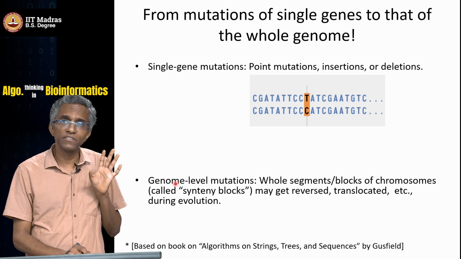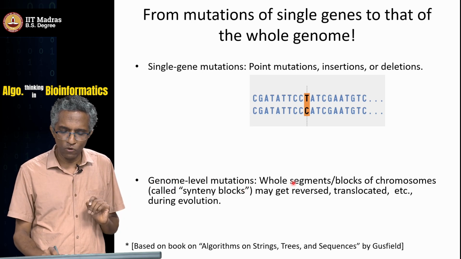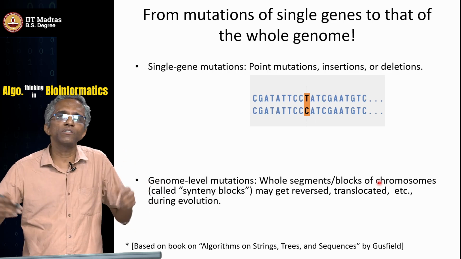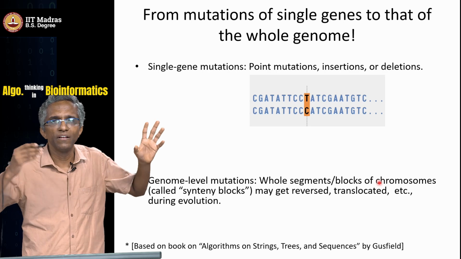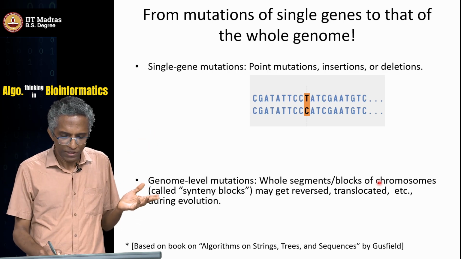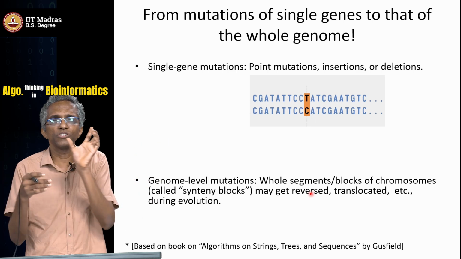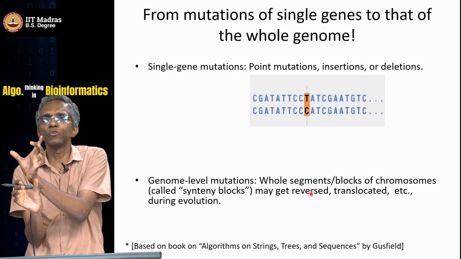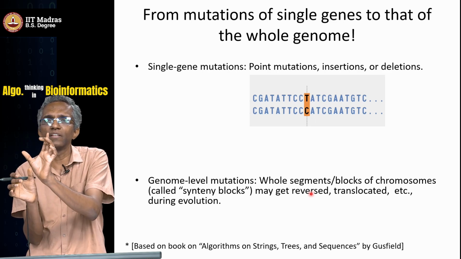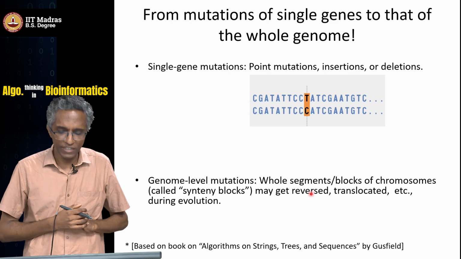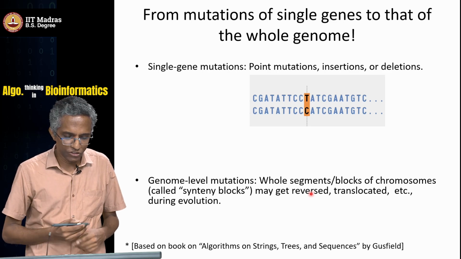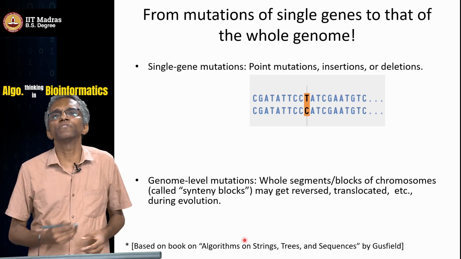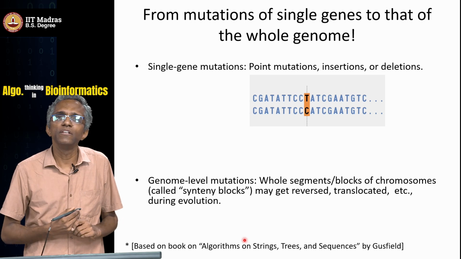Now, in today's topic, we have genome level mutations. We have whole segments or blocks of chromosomes, single genes next to each other, like blocks of genes. These blocks or segments of genes are rearranged in all possible ways. You can look at a particular chromosome and a chunk of the chromosome gets reversed, or you have two chromosomes and the ends of those two chromosomes may get translocated and their arms may get swapped. So, you have these large scale mutations happening in the genome, and how do we understand the sequence of large scale rearrangements that has happened between two different species?